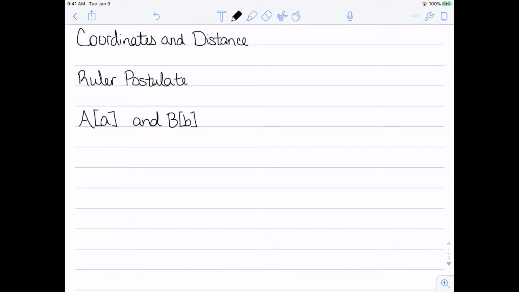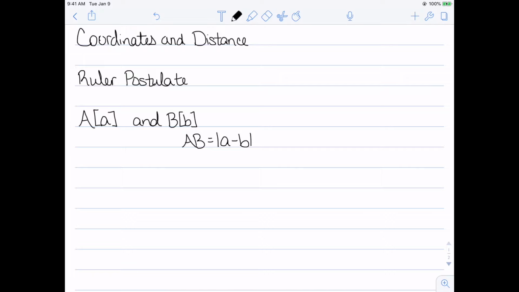So let's suppose I have 2 points, A and B, and their coordinates are little a and little b. So this is our notation. The capital letter is the point, the lowercase letter is the coordinate of that point. Then the distance between A and B is the absolute value of a minus b. So this is the essence of the Ruler Postulate.